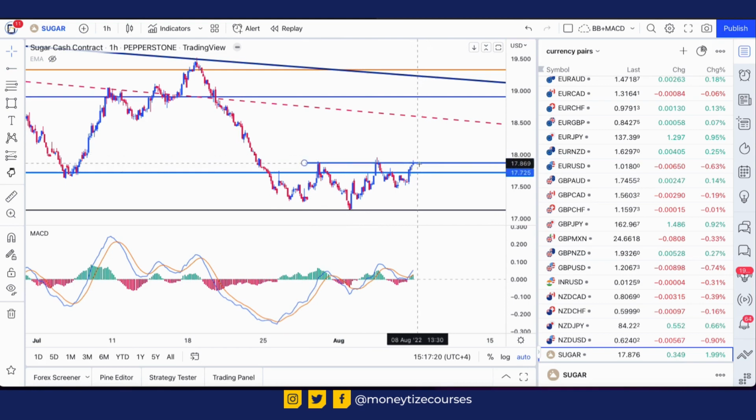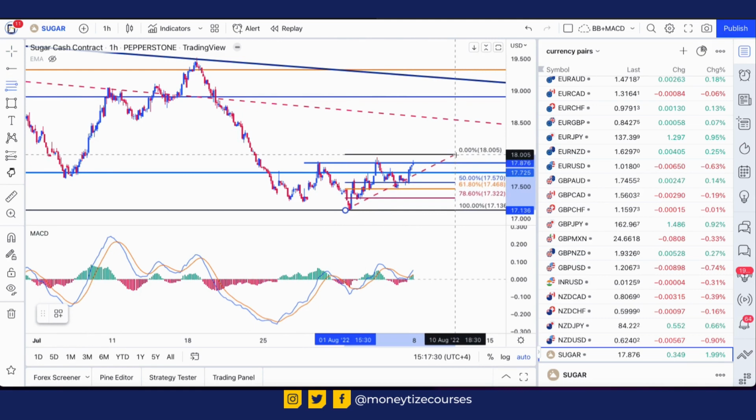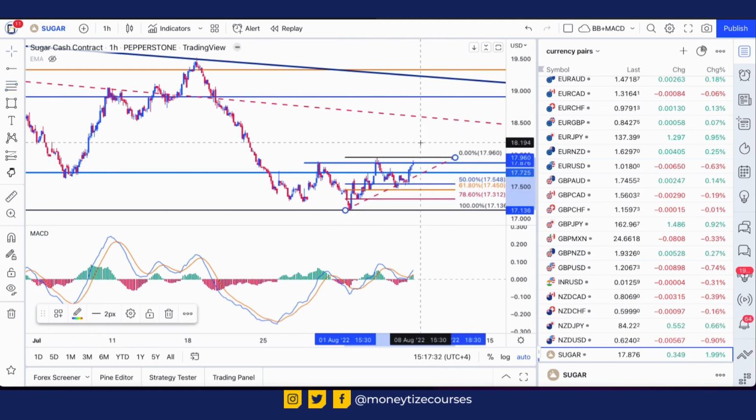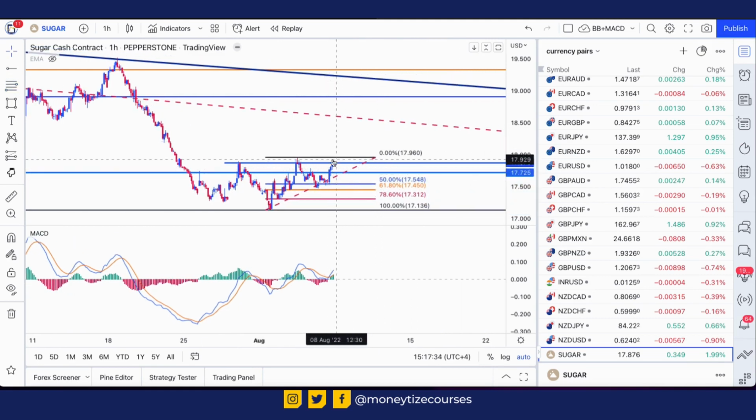So if we get a break above this level, we can definitely look for the pullback for the short-term buys starting from this low, assuming we get a break here. We get the highest point here, the new high. So we can definitely look for something like this, a pullback towards 61 and then continuation towards this falling trend line.